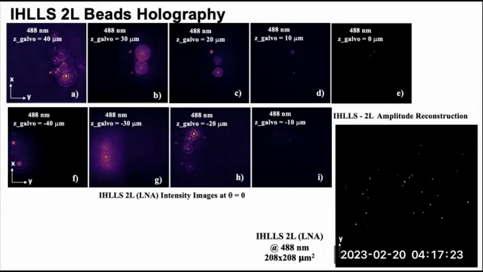This set of images was obtained using the ILS 2L, where only the Z galvo was moved above and below the reference focus position of the objective, which corresponds to the middle of the camera field of view, which is located in each frame over here in the middle of the field of view, in increments of 10 micrometers in the range plus minus 40 micrometers.